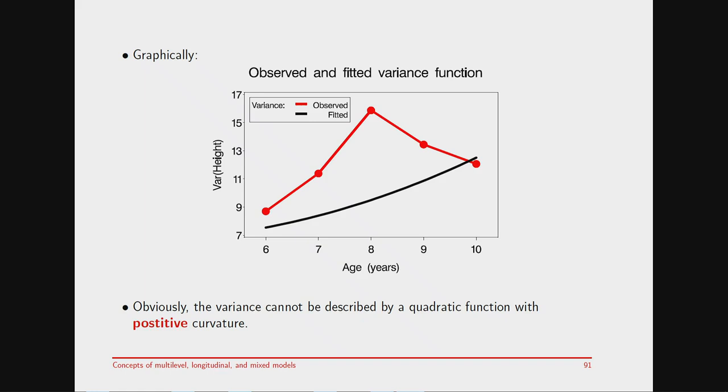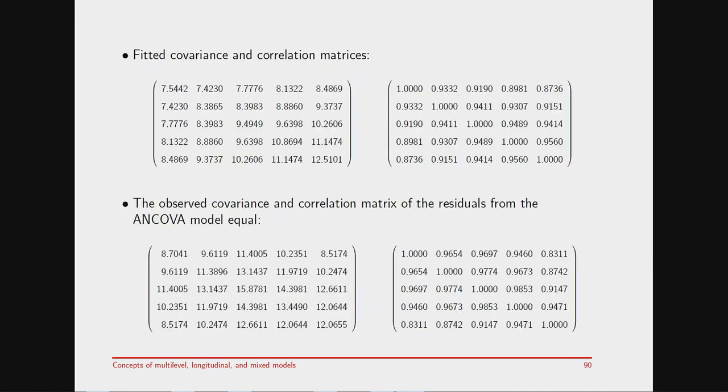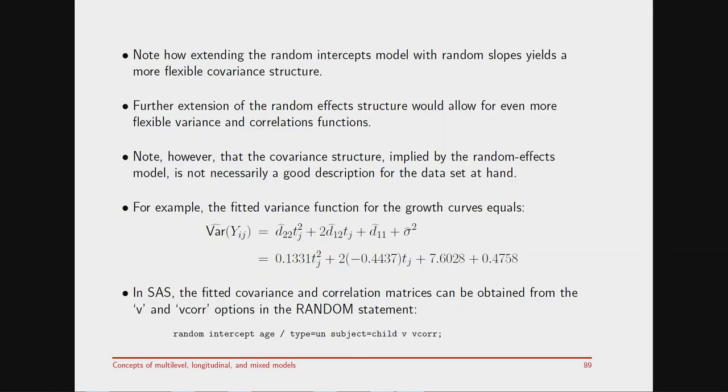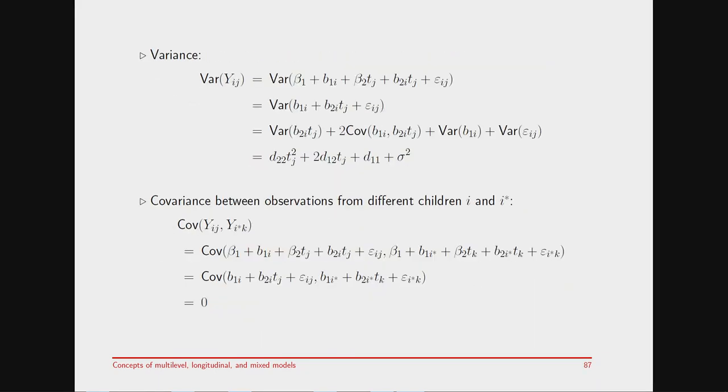And actually, I could have told you that already prior to looking at this plot here, because we've seen before, when we looked at the observed covariance, that the variance went up and then down. So we knew that the variance would show a function like this. But if we look at what we just calculated for the fitted variance function, it's this one.